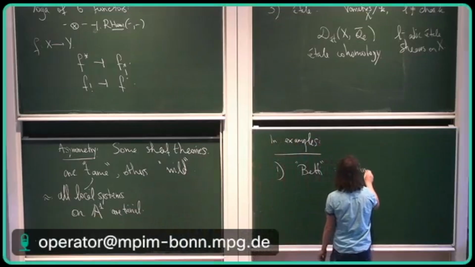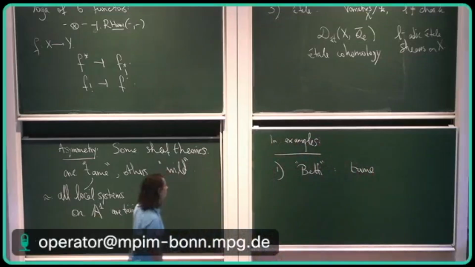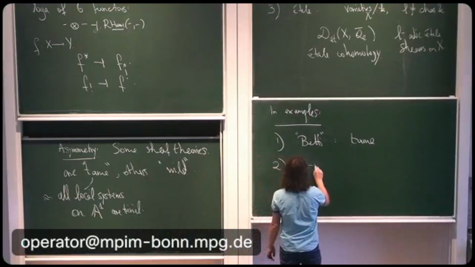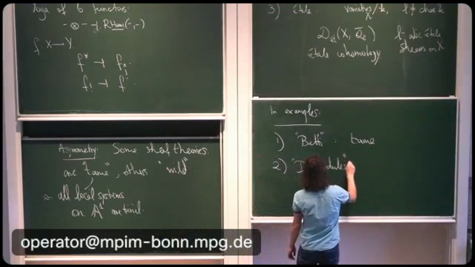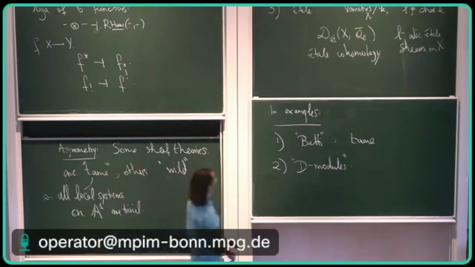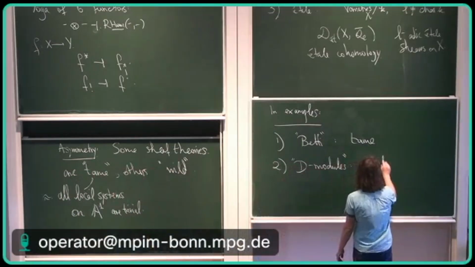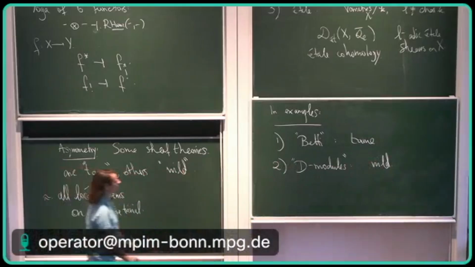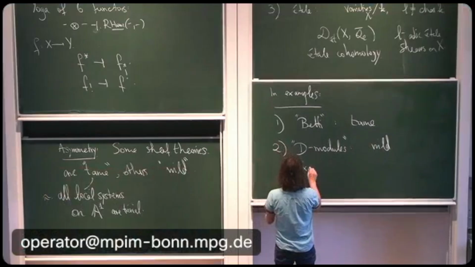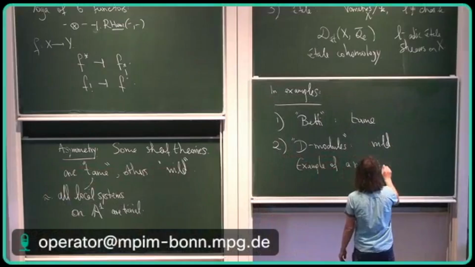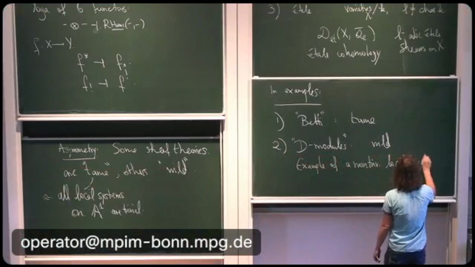So the Betti setting is tame. The D-module setting actually turns out to be wild, even though you might think that Riemann-Hilbert is closely related to the Betti setting, but there is some important caveat about Riemann-Hilbert. So why is it wild? Here's an example of a non-trivial local system on A1.